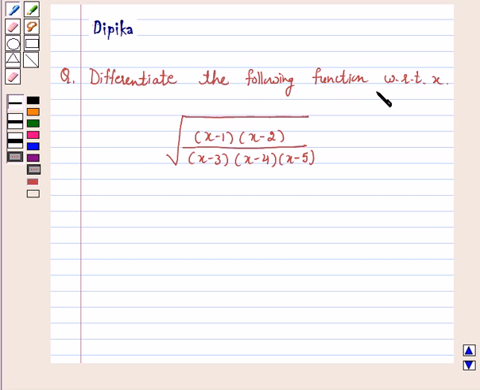Let's discuss a question. Differentiate the following function with respect to x: under root of (x minus 1)(x minus 2) upon (x minus 3)(x minus 4)(x minus 5). So let's start the solution.